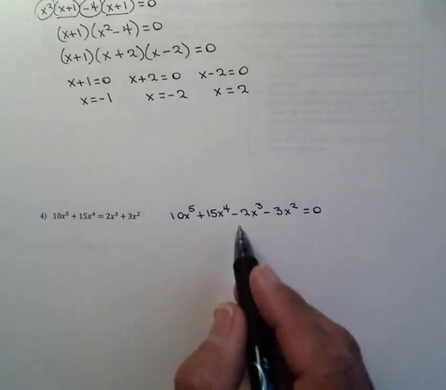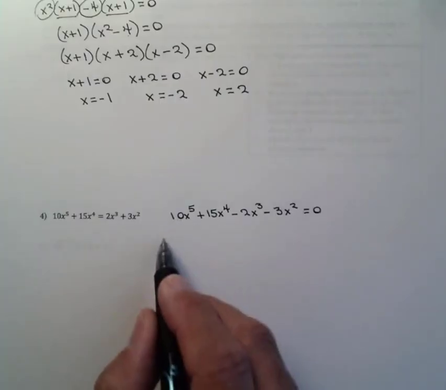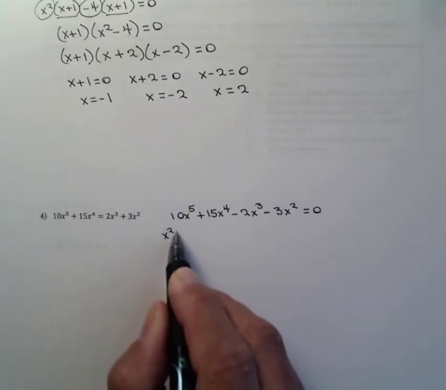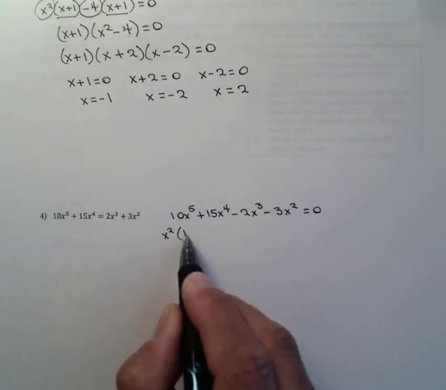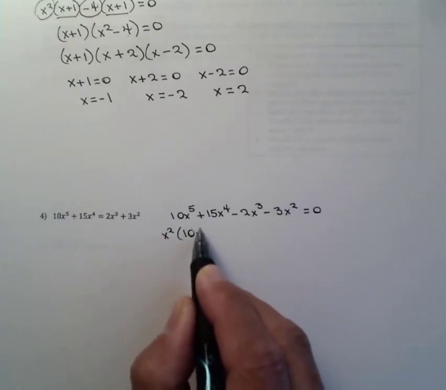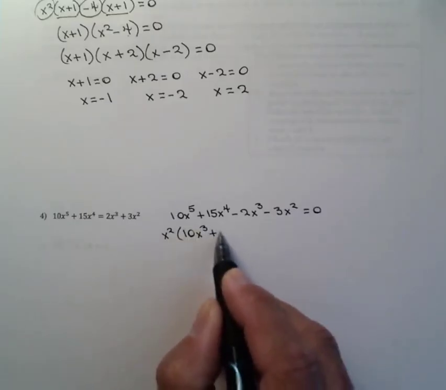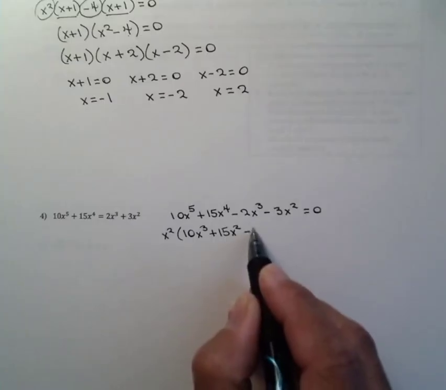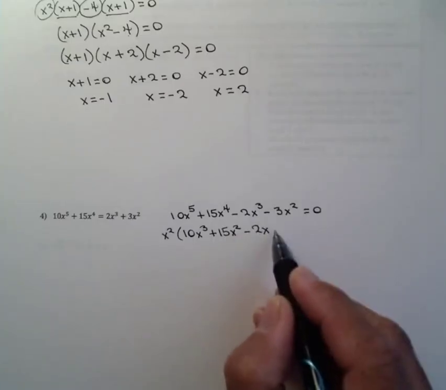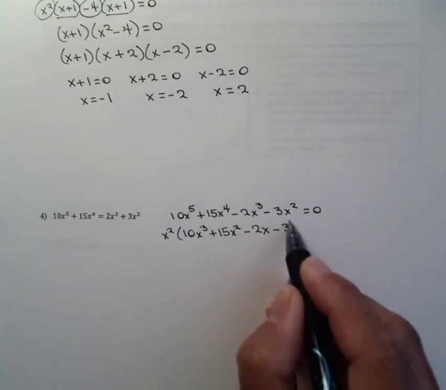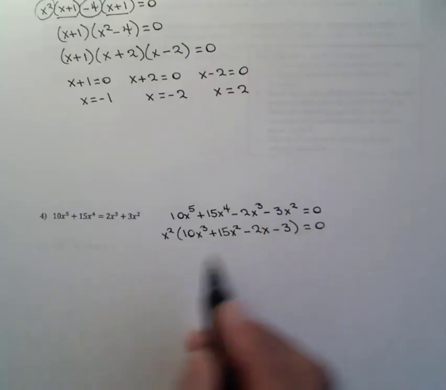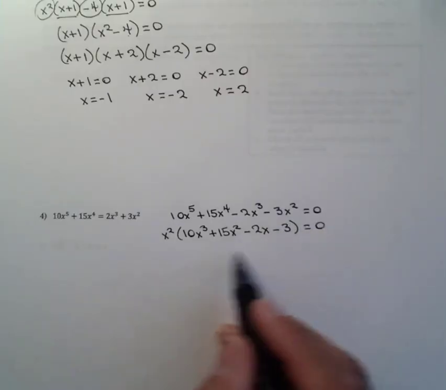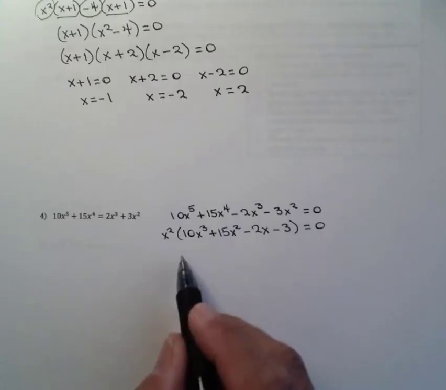So I'm going to factor out my x squared here, and I have x squared times, and that would be 10x to the power of 3, wouldn't it? Plus 15x squared minus 2x, and this is going to be minus 3. Factored out all of the x's there. Now, once I've got this, I think I've got a grouping problem, don't I?